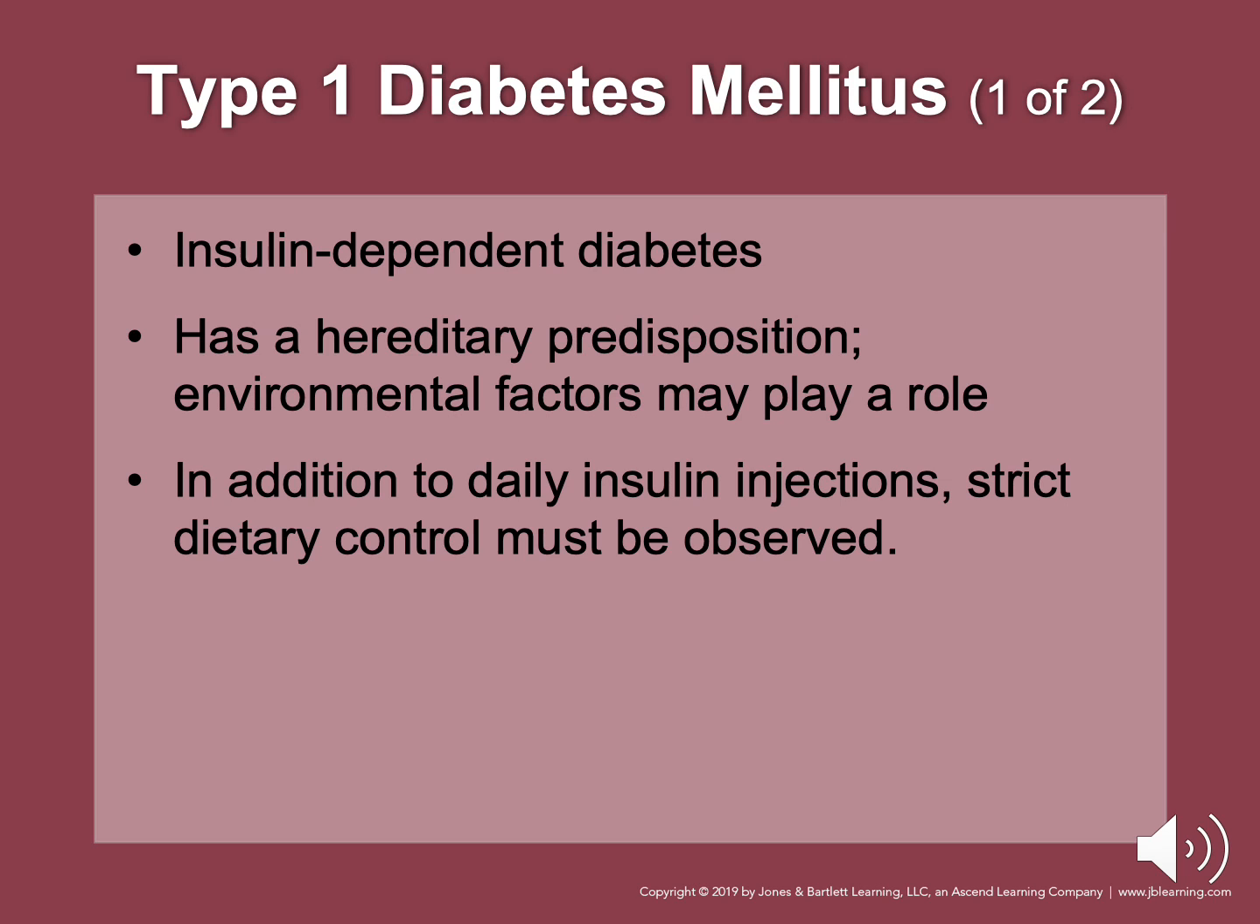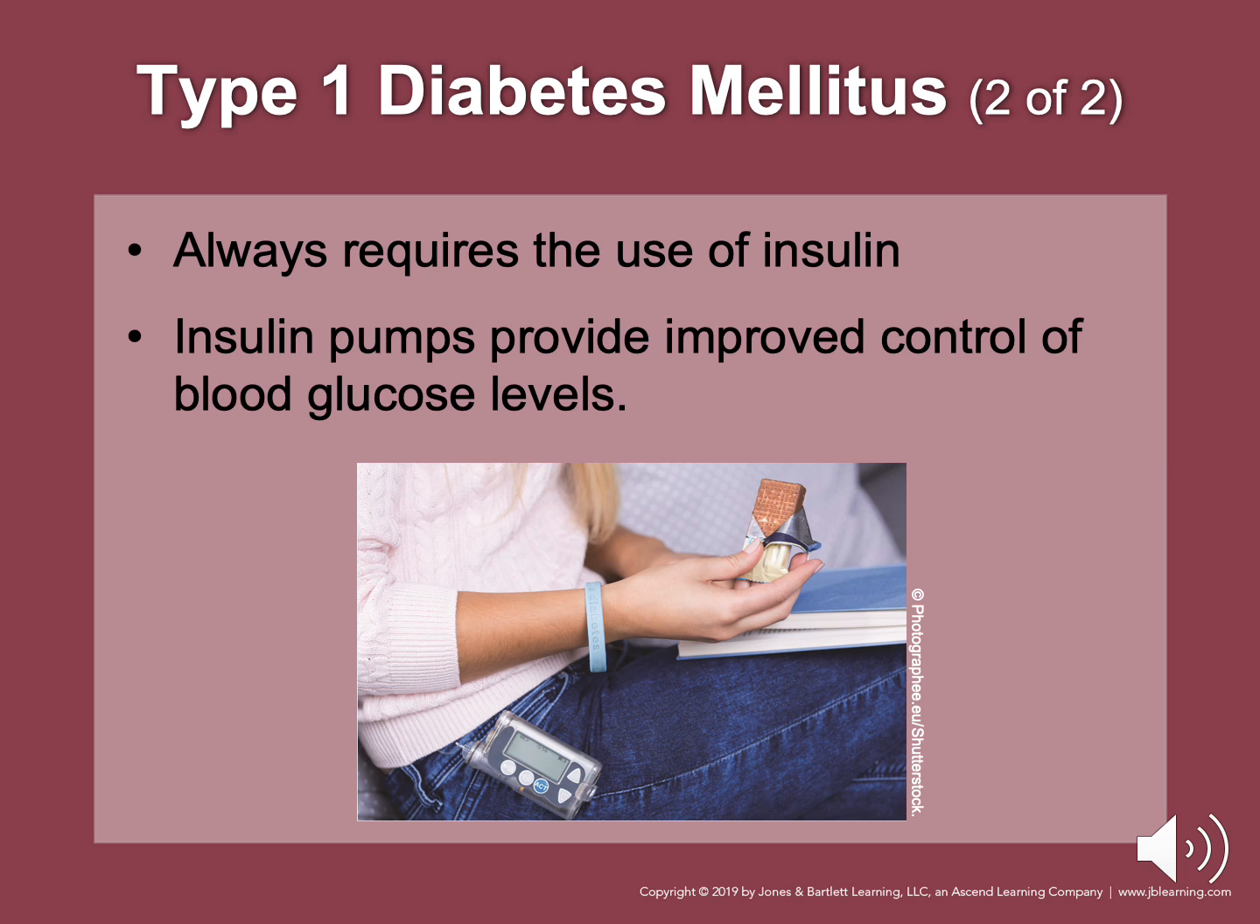In addition to daily insulin injections, strict dietary control must be observed. Increased activity or alcohol consumption can result in low blood glucose levels. Insulin pumps provide control of the blood glucose levels and better quality of life for these patients. And insulin pumps are coming in a variety of ways that they can monitor glucose levels for these patients.